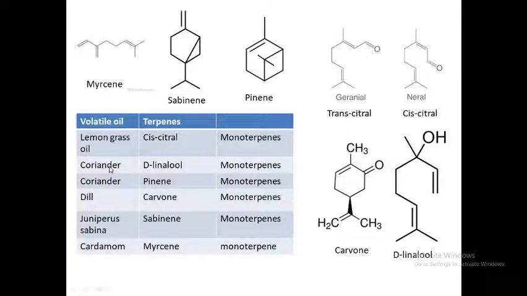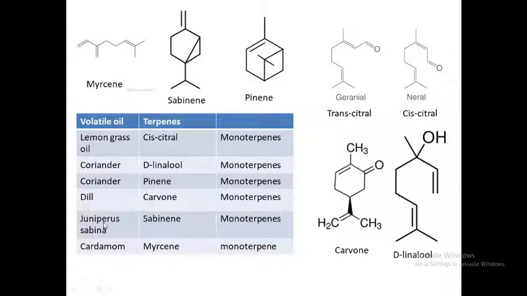Next, the coriander consists of D-linalool. So this D-linalool is again an acyclic monoterpene. Then coriander also contains the pinene structure. You can see here, right? You can easily observe 2 different rings here. So it is a bicyclic monoterpene. Next, the dill consists of carvone, and carvone is again a monocyclic monoterpene. You can see here only one cycle, so monocyclic monoterpene.